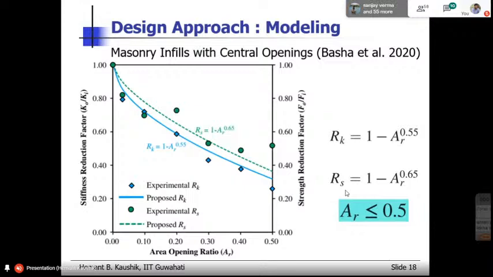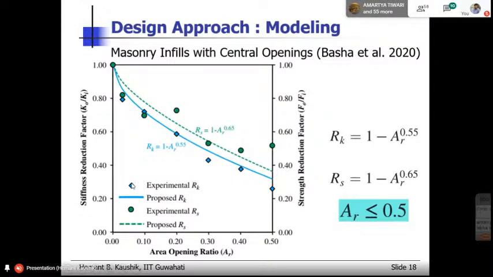So you can imagine how big that opening will be if you have 50% opening. So you have very small amount of masonry wall there as infill. Most of the wall will be opening. There will be no material there. So this study actually carried out some experimental tests as well as they compared the results with the past test.